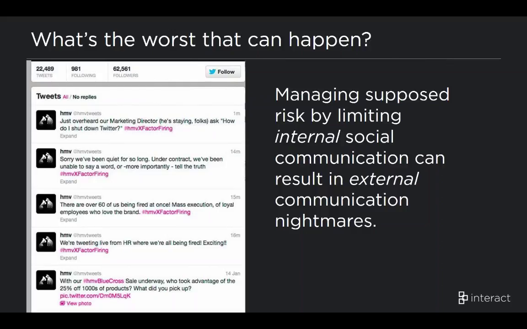a complete meltdown. So had this business actually had an internal communication strategy and had their executives at the time made some better decisions about allowing their employees' voices to be heard, they might have not gone down in flames like they did on Twitter, as you can see. So keeping in mind that managing some risk with internal communications can actually result in some external communication exposure if people don't feel that they have a voice to be heard.